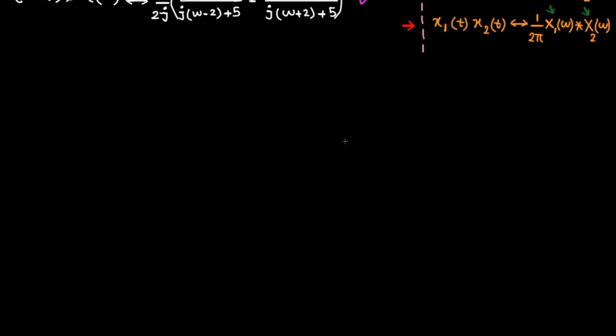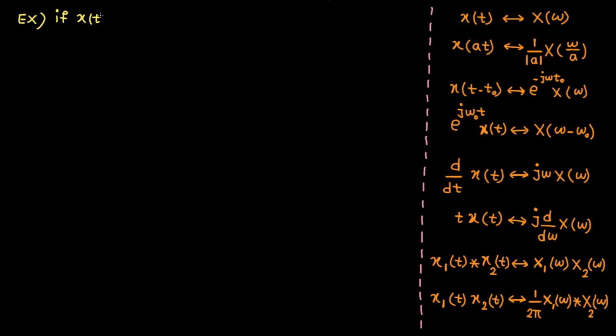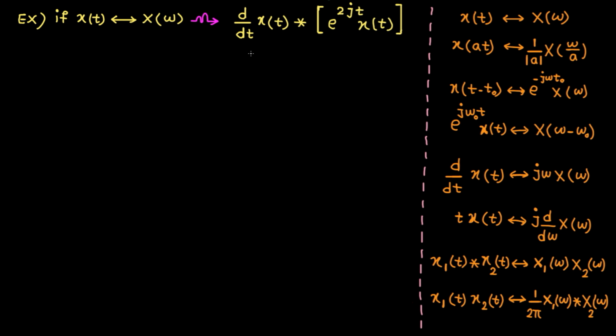Next example. If the Fourier transform of x(t) is X(omega), what is the Fourier transform of the derivative of x(t) convolved by the exponential to the power of 2jt times x(t)? This is super easy. First, let's apply the derivative to x(t) and use the time domain differentiation property. Then, multiply x(t) by this complex exponential function and use the frequency shifting property. Finally, consider the convolution in the time domain, which is multiplication in the frequency domain.